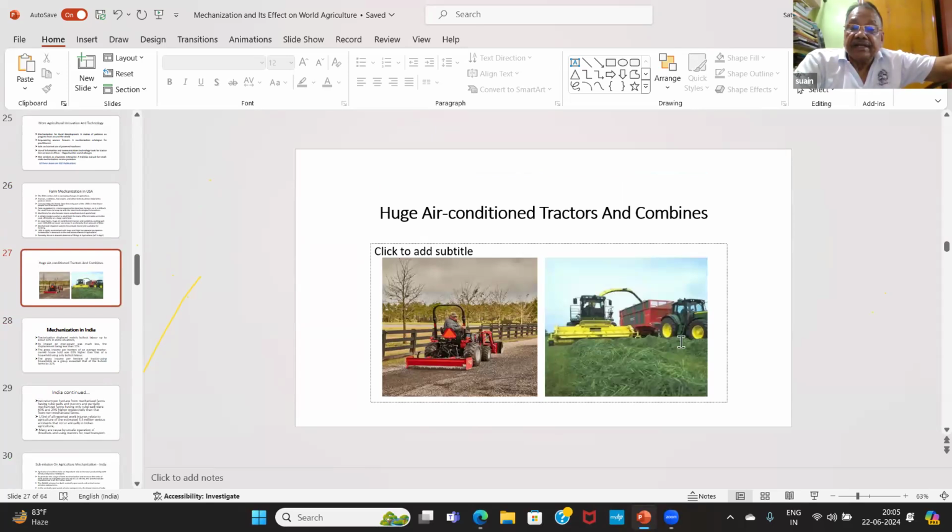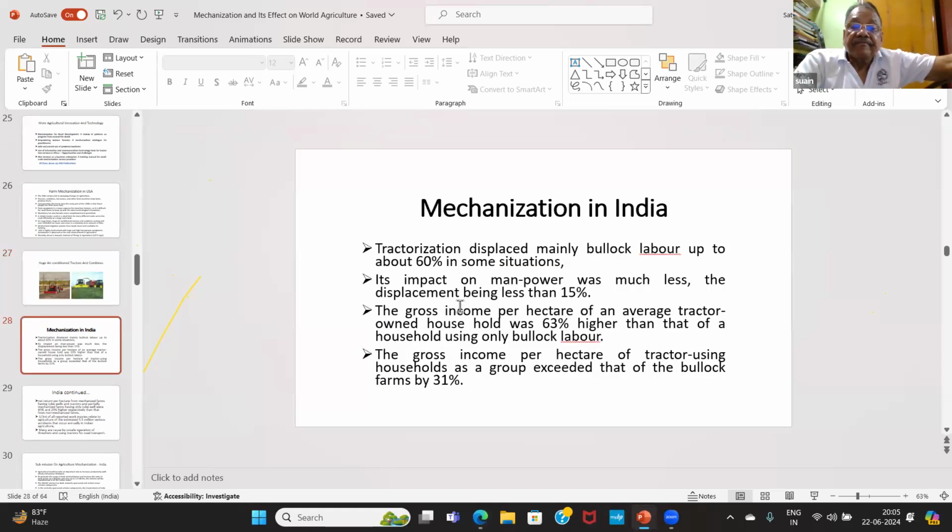In the USA, they are using very large size combines, you see. This is a combine harvesting the crop and putting the grains into the trolley of the tractor moving side by side. This is another tractor cultivating the field. This is a very large one also. There are 300 horsepower, 400 horsepower like that.